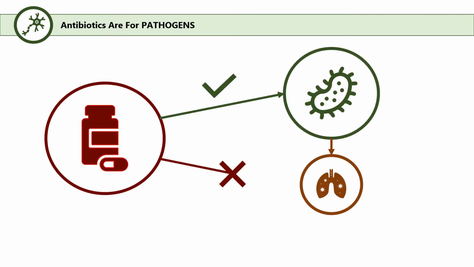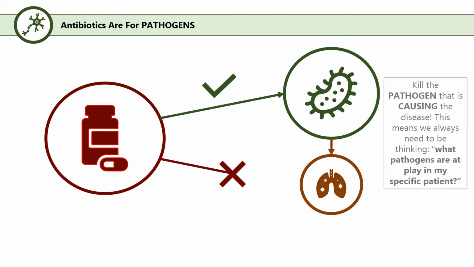You will hear me say this several times in these modules, but its importance cannot be overstated. An important difference between how infectious diseases trained clinicians and other providers think is that in infectious disease, we do not see antibiotics as being paired for a disease, but instead we always think about them as a treatment for this specific pathogen. In this way, we are always asking ourselves, what pathogens are at play in my specific patient? When choosing an antibiotic, this is always the most important question.